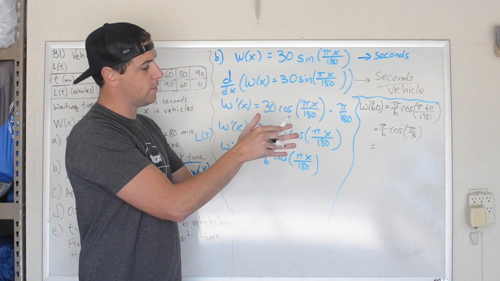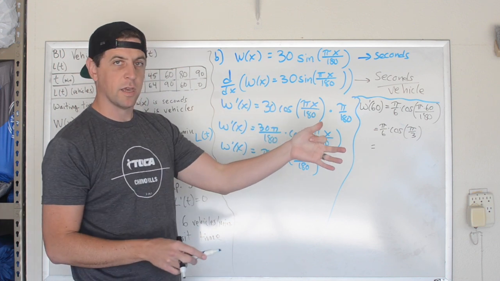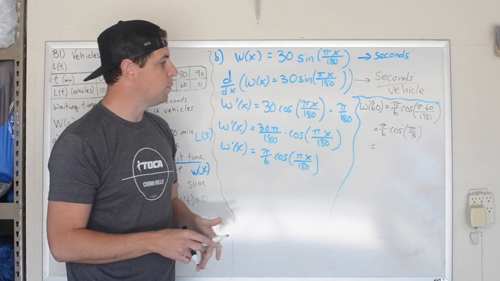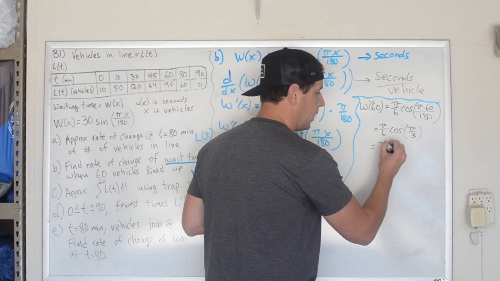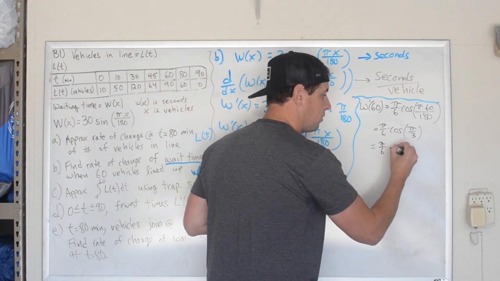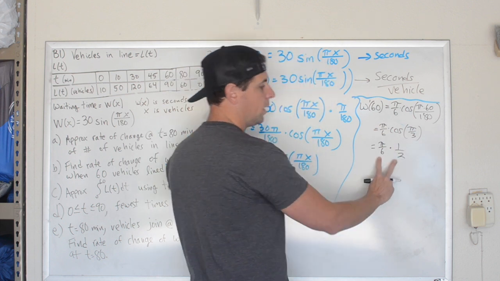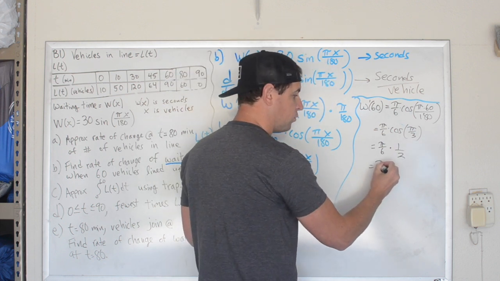Pi over 3 is this value here. Remember, cosine is the x value at pi over 3, which would be positive 1/2. So I got pi over 6 times positive 1/2. And then when I multiply, this gives me pi over 12.